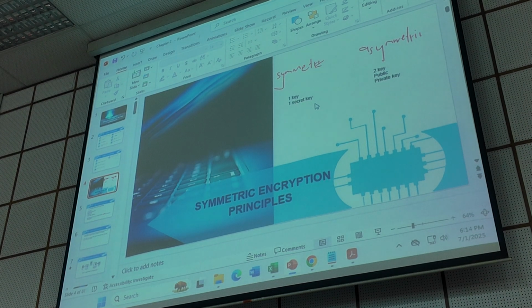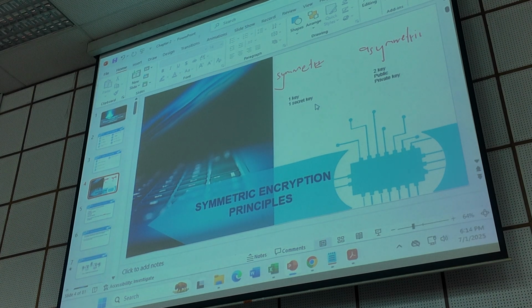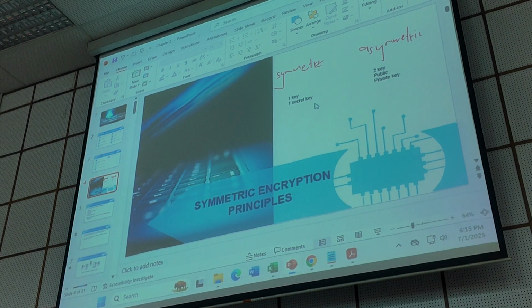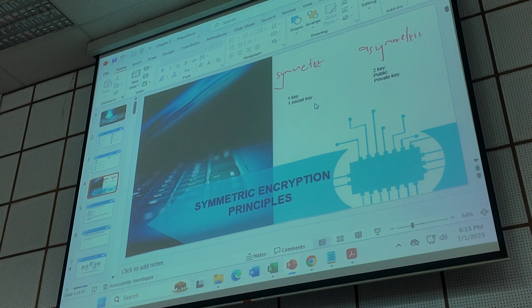receiver receives it, you need to use the same password ABC to decrypt the file and read the document. This is what is meant by one key. Use the same key or same password for the encryption and decryption.